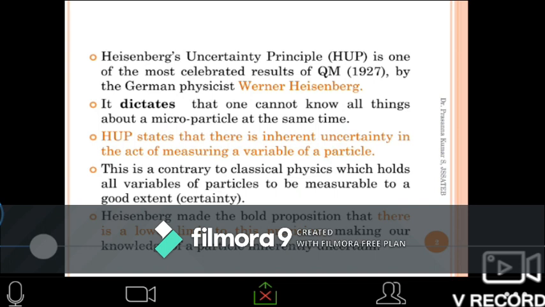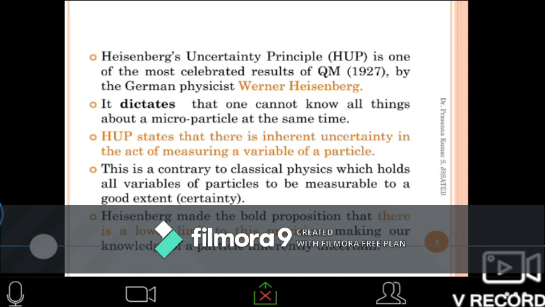This is contrary to classical physics. According to classical physics, whatever measured values or quantities were assumed to be 100% correct. The results were believed to be completely correct, with no error associated. That was the assumption. But according to quantum mechanics, whatever you measure, the measured quantities certainly have some inherent uncertainty already present. That is the difference between classical physics and quantum physics.